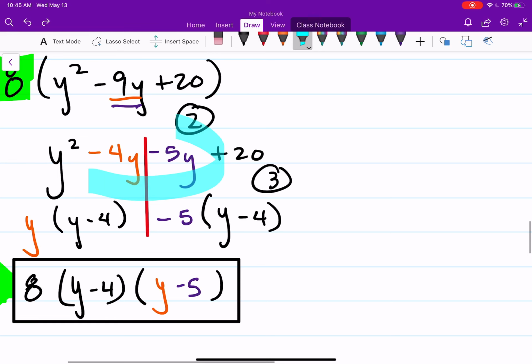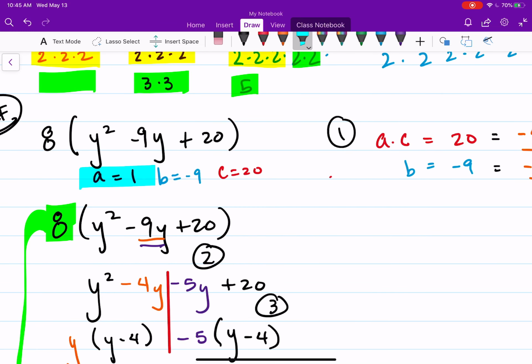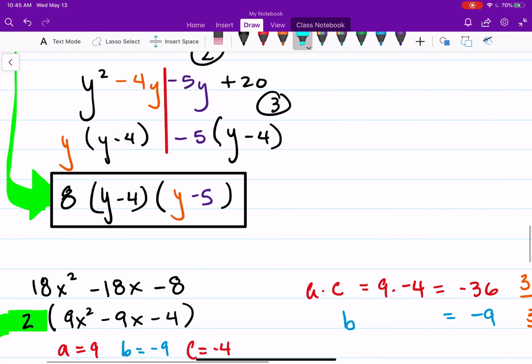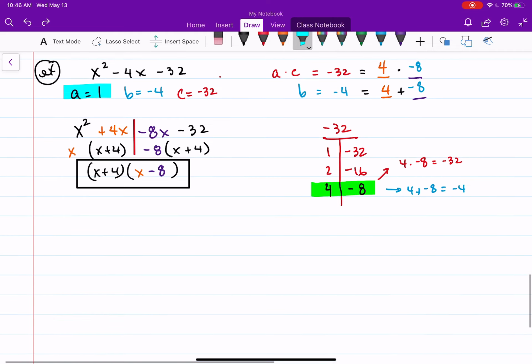So this negative 4, negative 5 that I used, oops, what did I do? That negative 4, negative 5 that I use is also the negative 4, negative 5 here. Okay? There we go. All right. So only when A is equal to 1.